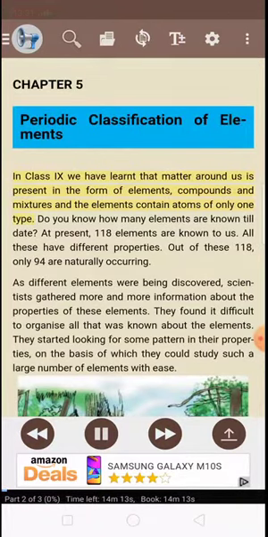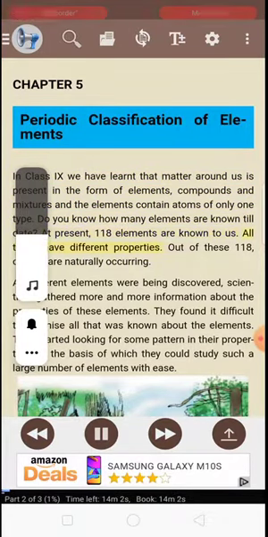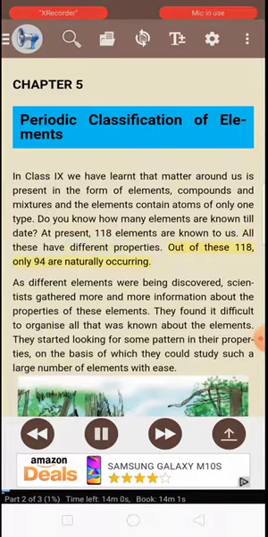In Class 9 we have learned that matter around us is present in the form of elements, compounds and mixtures, and the elements contain atoms of only one type. Do you know how many elements are known till date? The present 118 elements are known to us. All these have different properties. Out of these 118, only 94 are naturally occurring.